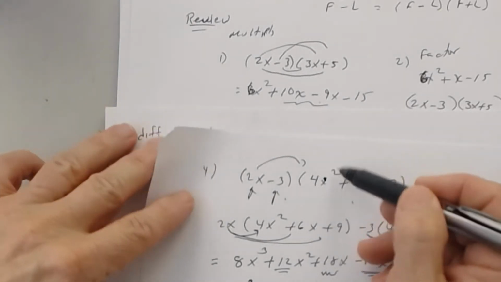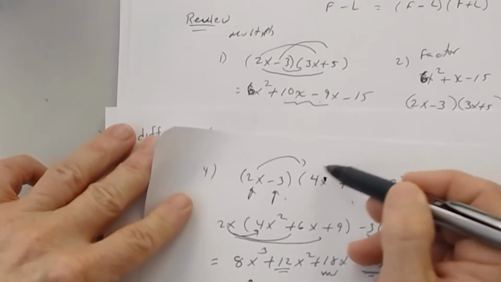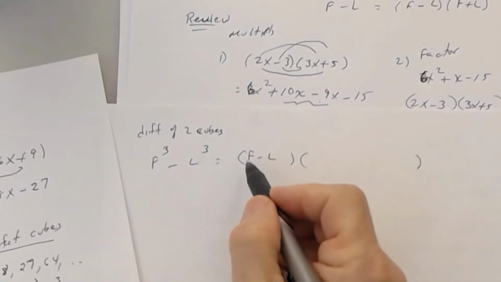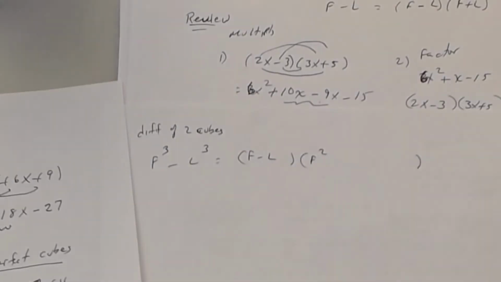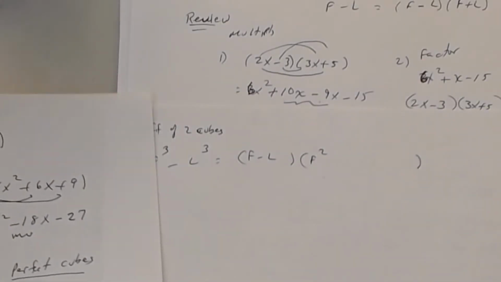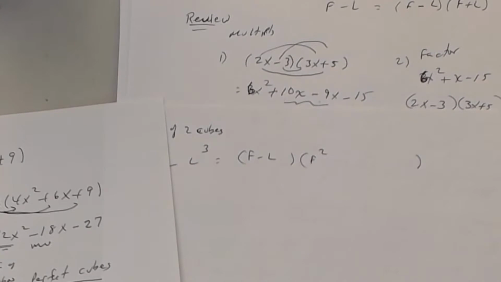So to get this first term right here, whatever F is, you're going to square it. That's that first term. So to get the first term of your trinomial, you take F and you do what to it? Square it. Okay? So that's your first.